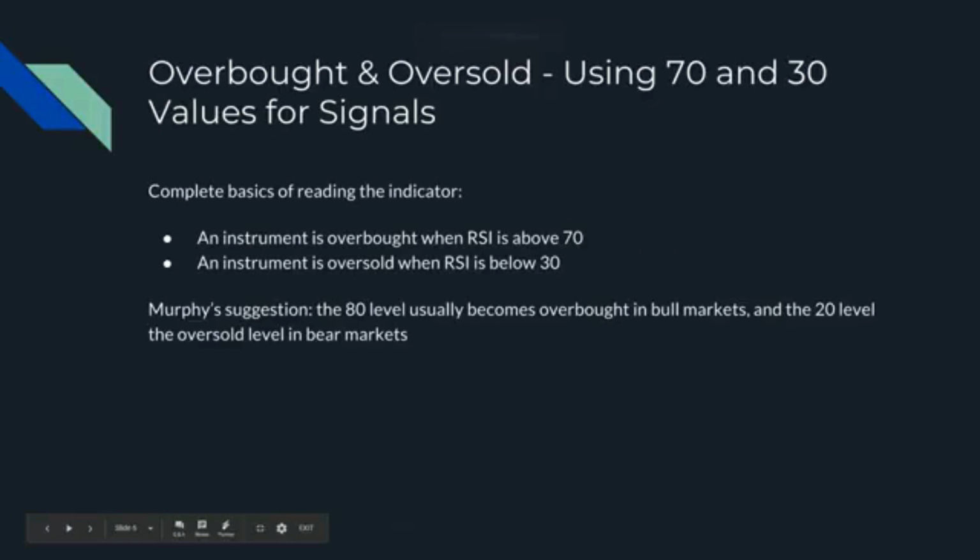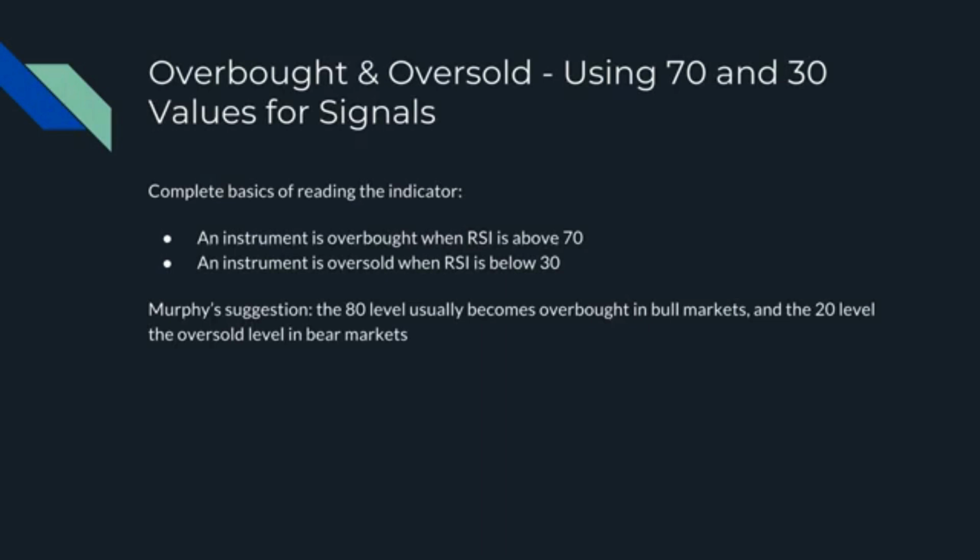So the most basic fundamental thing about RSI, and where unfortunately a lot of the analysis stops, is the 70 and 30 lines, which indicate whether an instrument is overbought or oversold. An instrument is overbought when the RSI level is above 70, and oversold when the RSI level is below 30. Murphy, who's one of my TA go-tos, suggests that in bull markets you might want to raise that threshold to 80, and in bear markets lower it to 20.